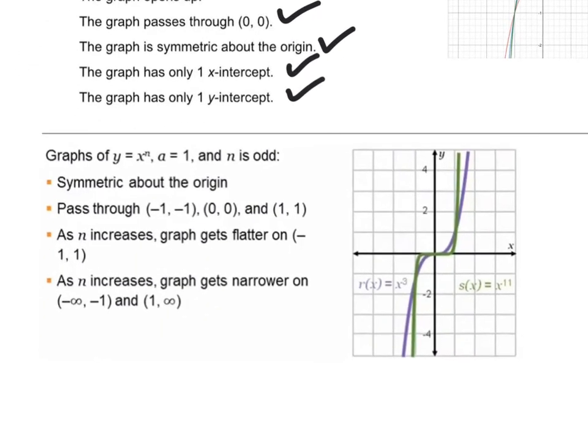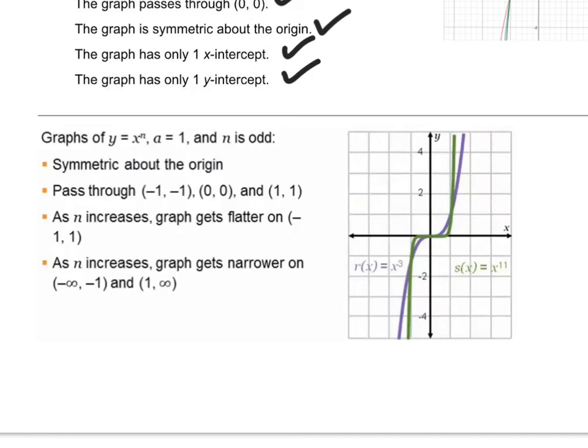All right, same thing with the other one. It is symmetric about the origin. They all pass through the points -1, -1, 0, 0, and 1, 1. And as the exponent gets bigger, the line is flatter here and then it shoots up, flatter here and shoots down. If your exponent isn't as big, then it's more of a gradual value and it's not as narrow.